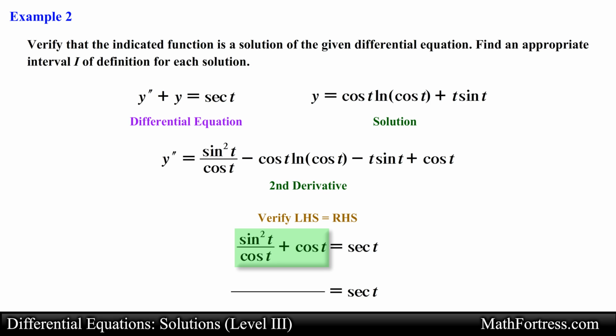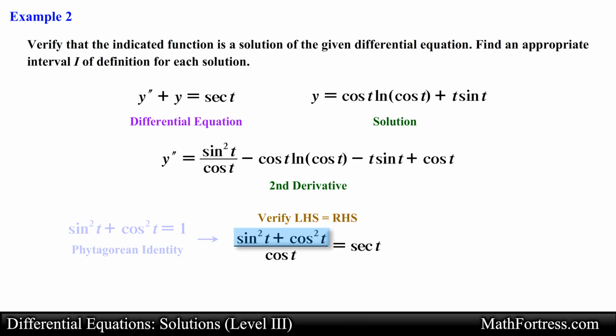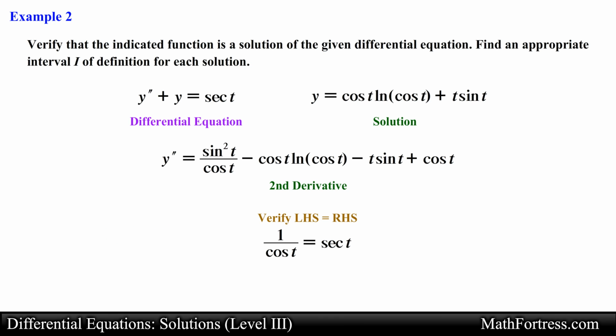To carry out the sum, we need to find a common denominator before we add the numerators. Doing that, we obtain the following expression. Now we can replace the numerator with 1. Recall that the Pythagorean identity sine squared plus cosine squared equals 1. Replacing the numerator with 1, we obtain 1 over cosine of t.